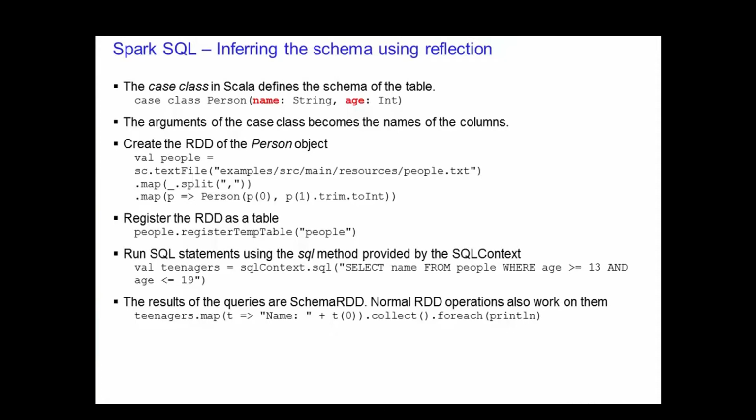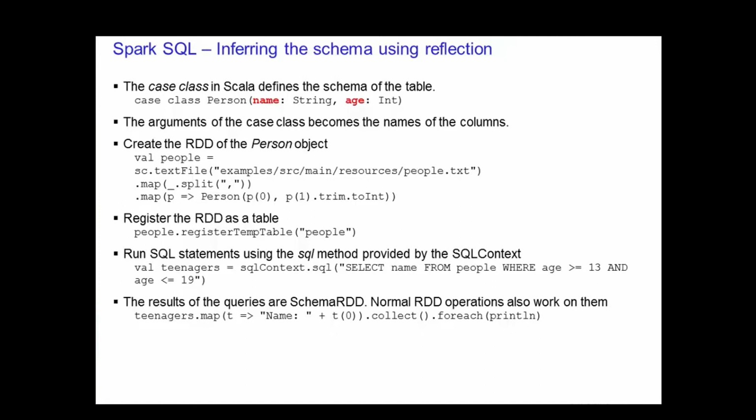First thing is to create the RDD of the person object. You load the text file in using the text file method. Then you invoke the map transformation to split the elements on a comma to get the individual columns of name and age. The final transformation creates the person object based on the elements. Next, you register the people RDD that you just created by loading in the text file and performing the transformation as a table.